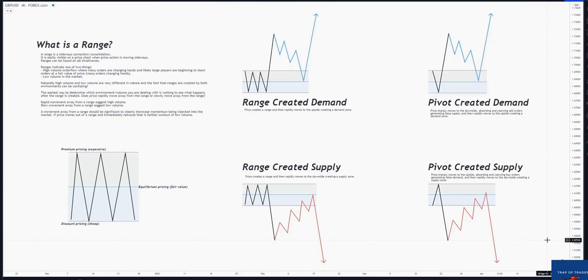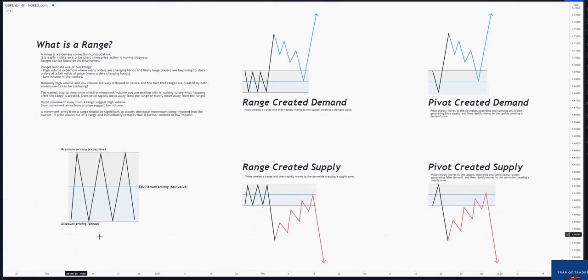A movement away from a range should be significant to clearly showcase momentum being injected into that market. We're trying to identify when large orders are being placed into the market, so we should see a rapid expansion away, whether it's up or down. If price moves out of that range and then immediately retraces, that's a further context of low volume. It might initially look like you have the willingness or an expansion out of that range, but if you don't see a whole lot of follow through and it just quickly comes back, generally speaking, that's a smaller injection of volatility, not enough commitment to derive a supply or demand zone being created at that particular price point.